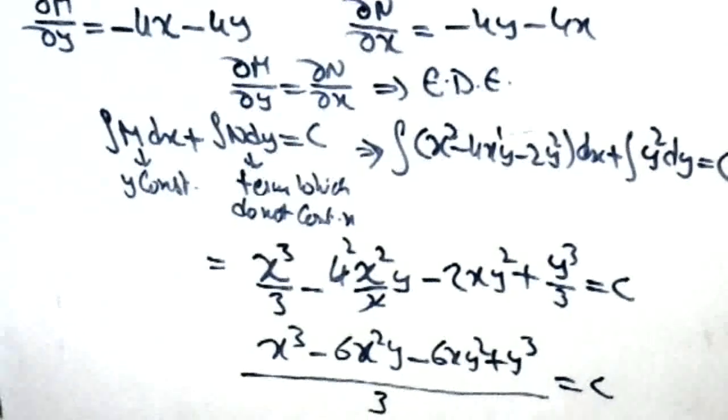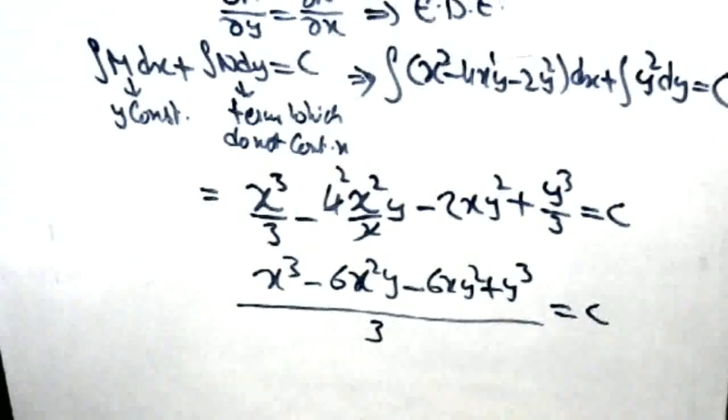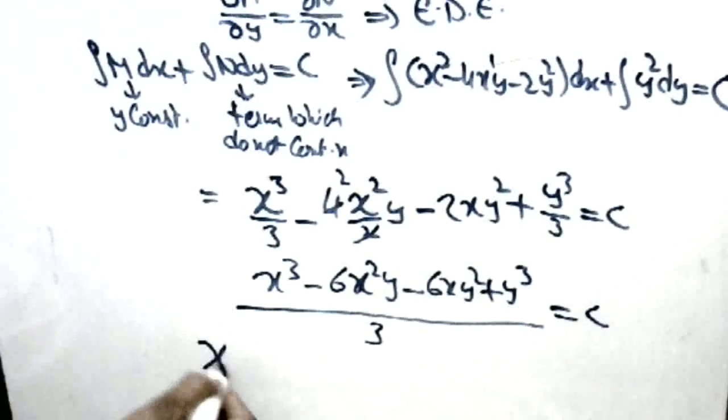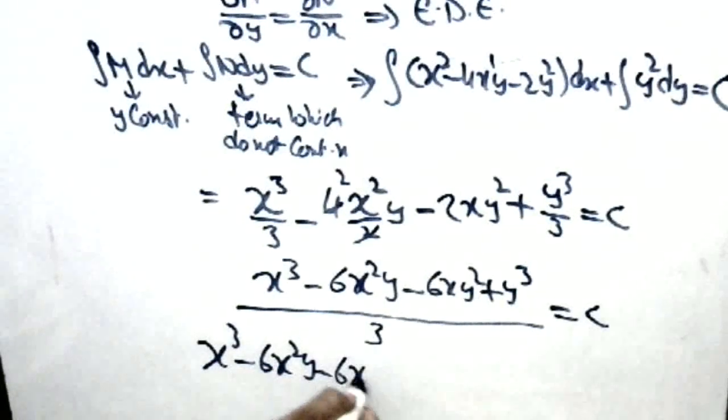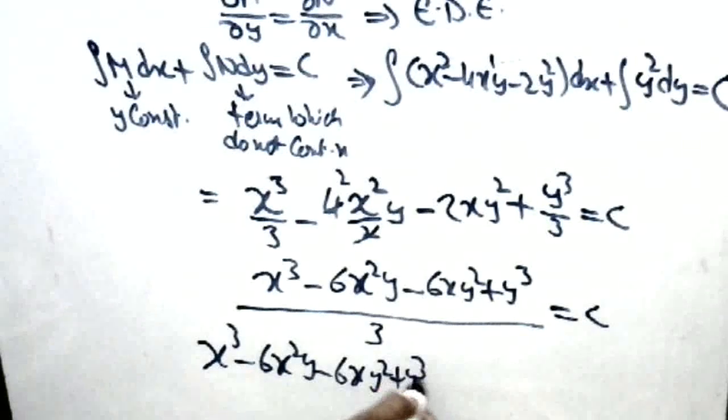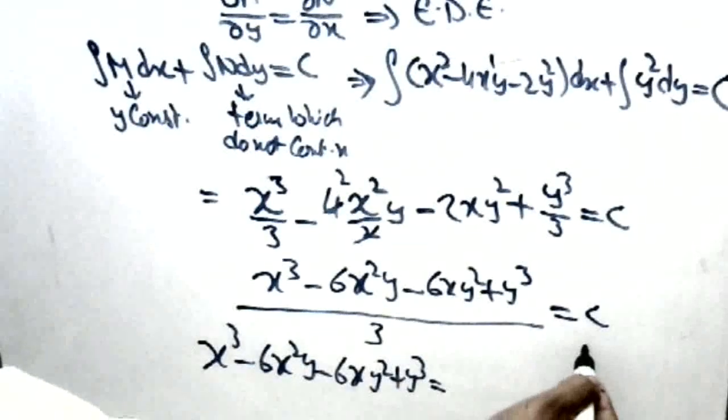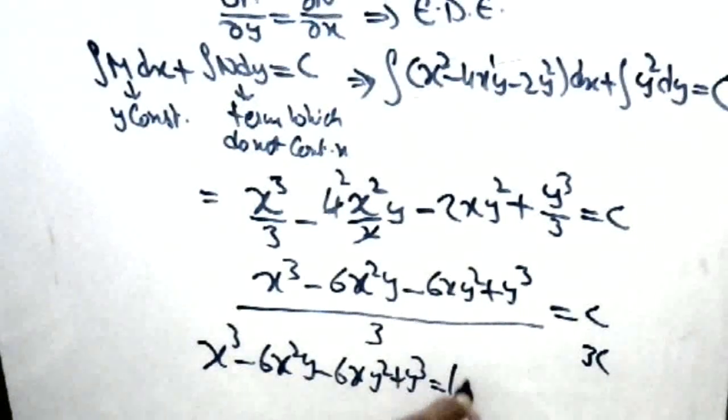Now bring this c here, bring this 3 here. Now 3c is also another constant, so we just take some other constant for it. So it is x cube minus 3x square y minus 3xy square plus y cube equals, if you bring this 3 here, it will be 3c. 3c is a constant. Let me take some other constant k. Okay.